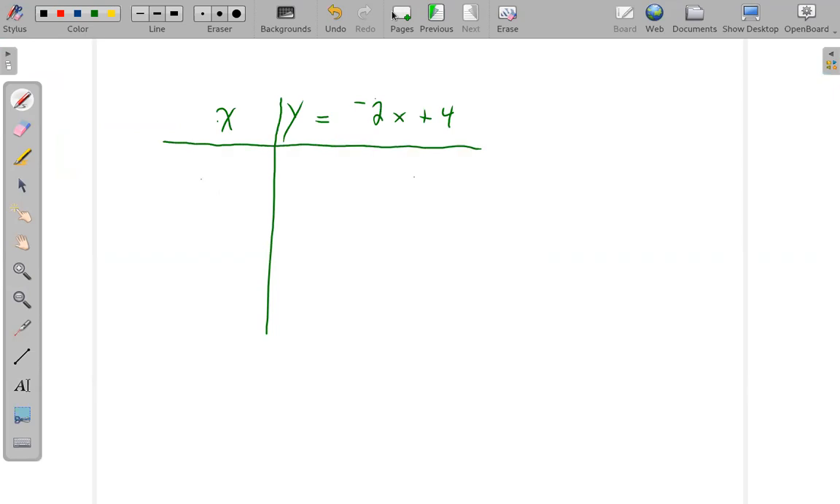And we're going to plug in negative 2, negative 1, 0, 1, and 2. So to make the calculation off to the side here, I can write y equals, or you could skip the y and just write equals, negative 2 times negative 2 plus 4. So negative 2 times negative 2 is positive 4, plus 4 means I should have the point negative 2, 8. And then we just keep doing that like I did on the calculator earlier.